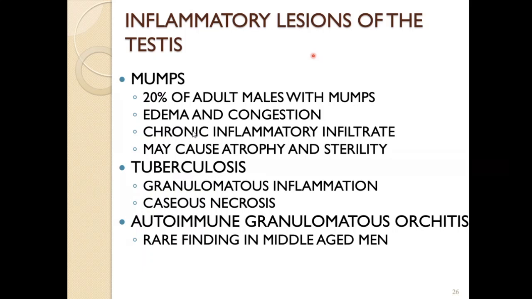So tuberculosis causes granulomatous inflammation and caseous necrosis. As I said, we see not few cases in our hospital. Autoimmune granulomatous their findings in middle-aged men. So autoimmune, it means that some antibodies directed against somebody's parts or organs, such as testis.